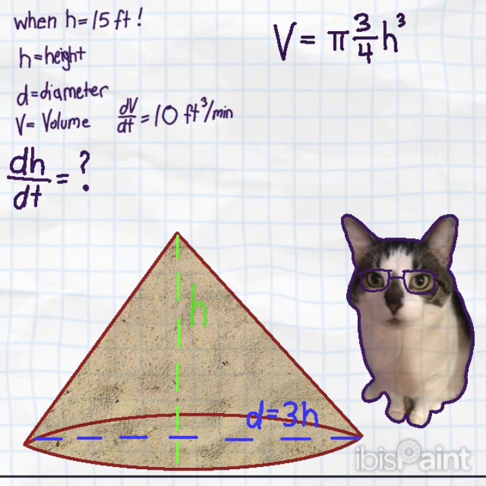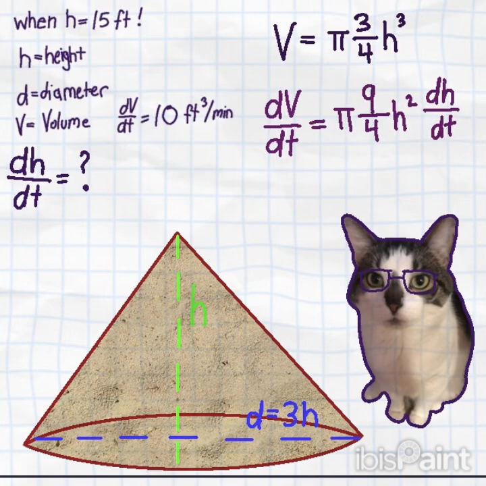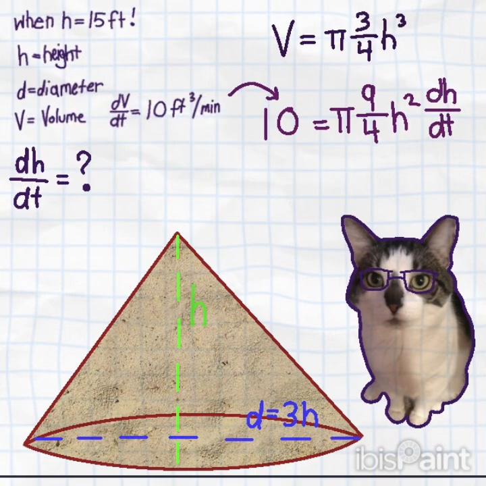Since we're looking for rates of change, we're going to differentiate both sides of the equation with respect to time, which will allow us to find the instantaneous rate of change of the pile's height when the pile is 15 feet tall. We can substitute 10 for dV/dt because we're given that the rate of change of the volume is 10 cubic feet per minute.